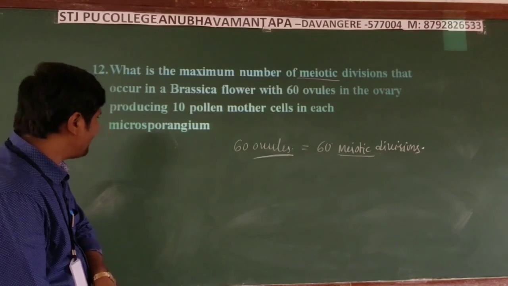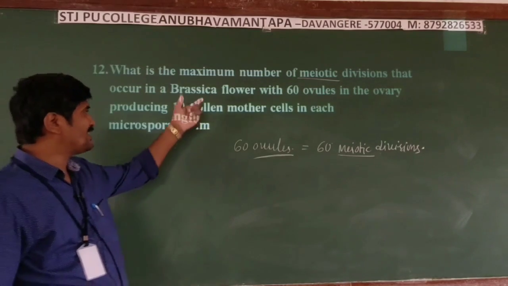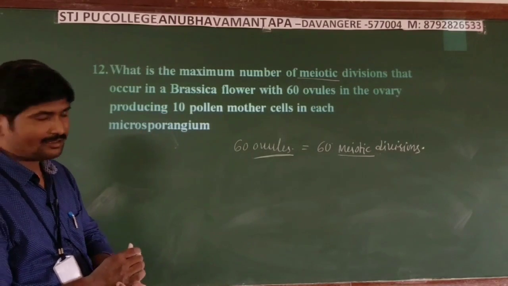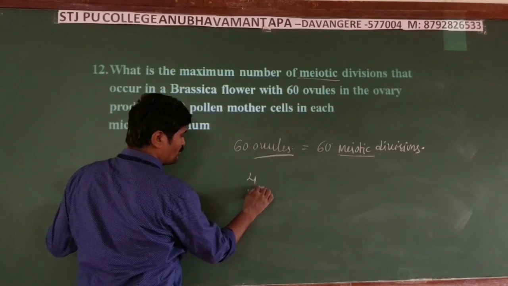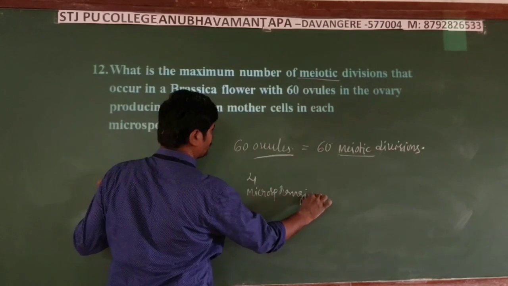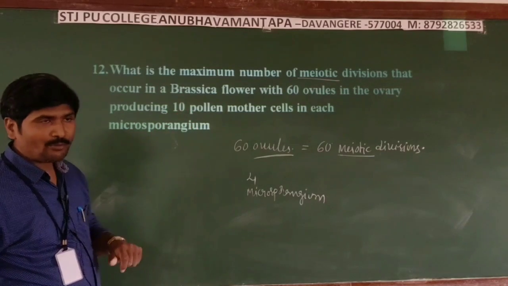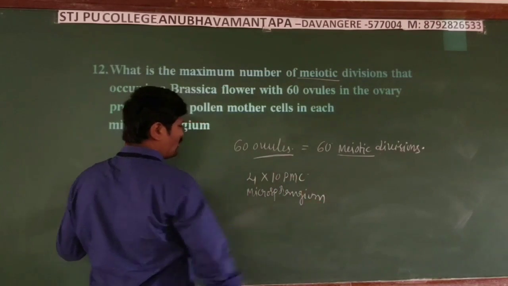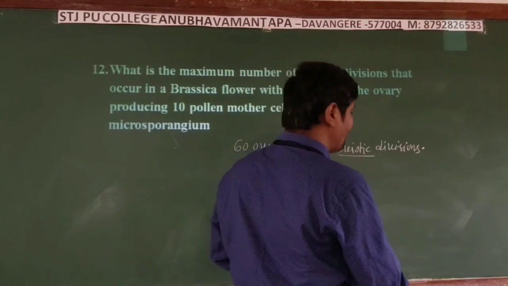10 pollen mother cells in each microsporangium. Brassica has a dithecous anther. Each anther is tetrasporangiate, 4 microsporangia. In 4 microsporangia, each microsporangium contains how many pollen mother cells? 10. 10 PMC, 4 into 10 PMC. 10 pollen mother cells.